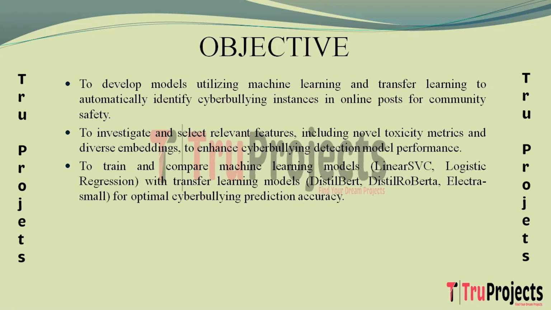Another objective is to train and compare the efficacy of machine learning models like linear SVC and logistic regression, with cutting-edge transfer learning models like DistilBERT, DistilRoberta, and ElectraSmall. The aim is to identify the most accurate models for cyberbullying prediction, considering both established and advanced techniques.